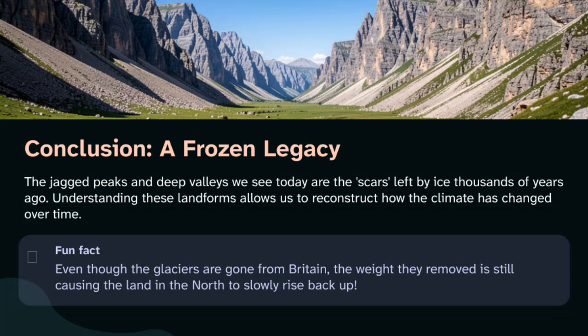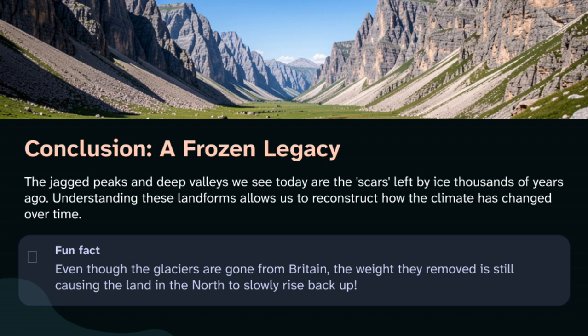To conclude, the jagged peaks and deep valleys we see today are the scars left by ice thousands of years ago. Corries show where glaciers began. Arêtes and pyramidal peaks show where erosion cut back into mountains from different sides. U-shaped valleys show where glaciers widened, deepened, and straightened old river valleys. Truncated spurs and hanging valleys are evidence of the power and uneven depth of glacial erosion. Even though most of Britain's glaciers are gone, their legacy remains in the landscape.